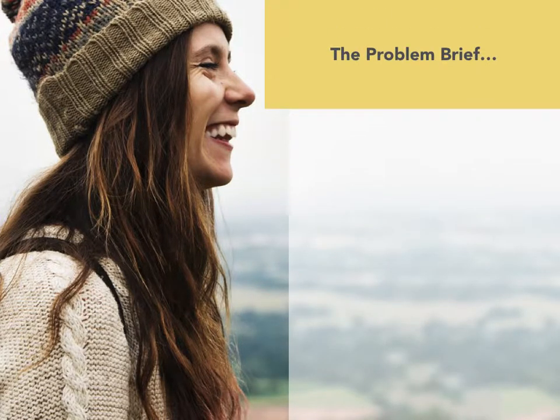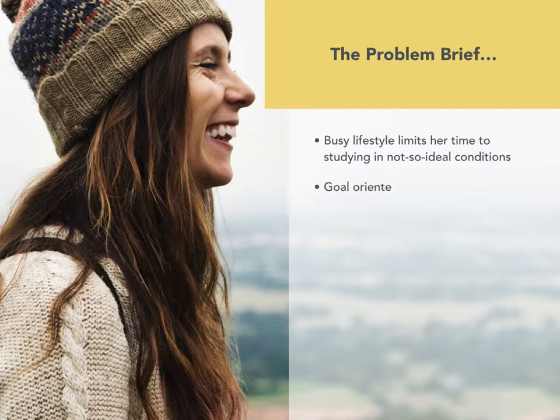Now let's take a look at the problem brief. In Ashley's case, her busy lifestyle leaves her very little time for learning new languages. She mostly studies during her commute to and from work. She commutes by train, which is always crowded. Ashley is goal-oriented and needs to be able to track and gauge her progress in order to stay motivated. And she has a hard time memorizing words and requires supplemental learning aids.